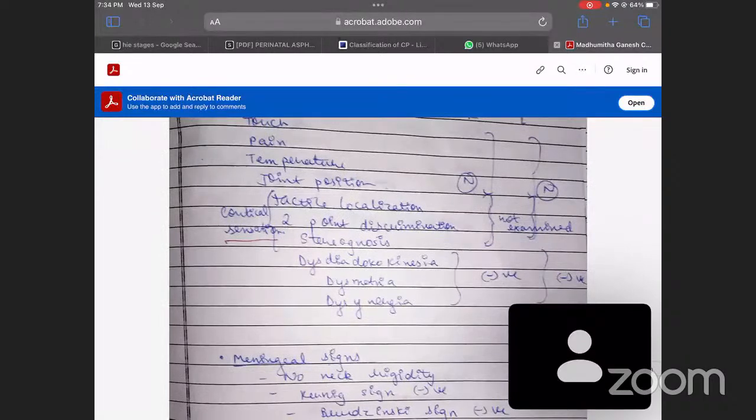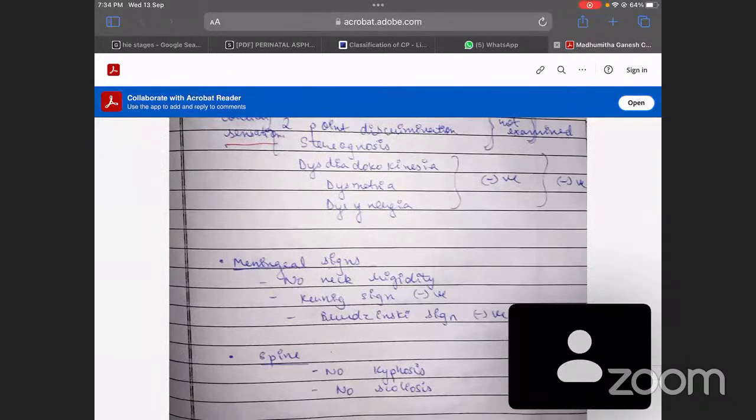Okay, cool. Going on to meningeal signs, there's no neck rigidity, Kernig's sign is negative, and Brudzinski sign is also negative.